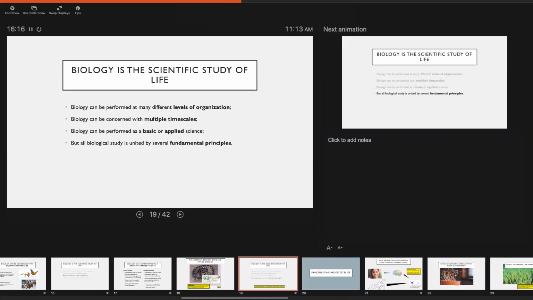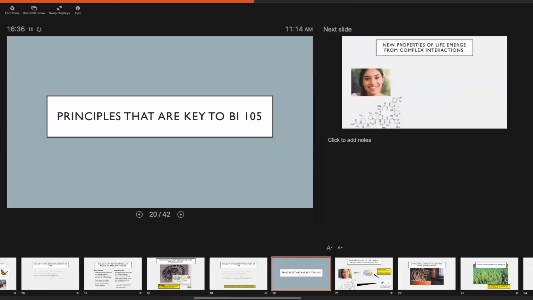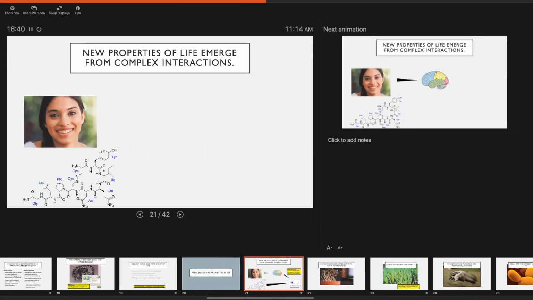Okay, so we have biology performed at different levels of organization, at different timescales, and as a basic and applied science. And this might make it seem like every biologist is operating differently, like everybody is using different things to study biology. But actually, biology is unified by several fundamental principles. So we're going to go through these one at a time.